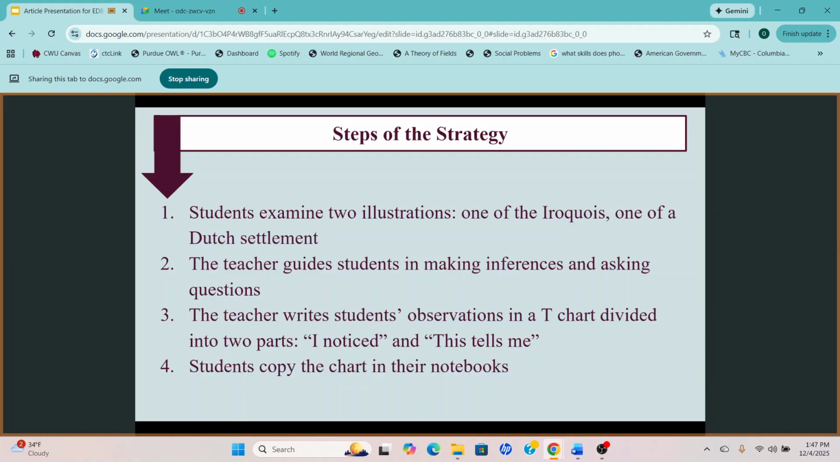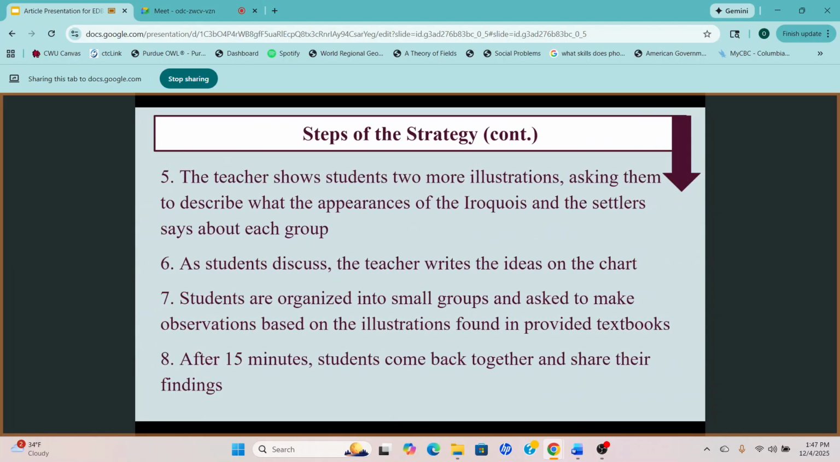So the first step of this strategy is students examine two illustrations, one of the Iroquois and one of the Dutch settlement. The second step is the teacher guides students in making inferences and asking questions. Number 3, the teacher writes students' observations in a T-chart divided into two parts: I noticed, and this tells me. Number 4, students copy the chart in their notebooks for later use.